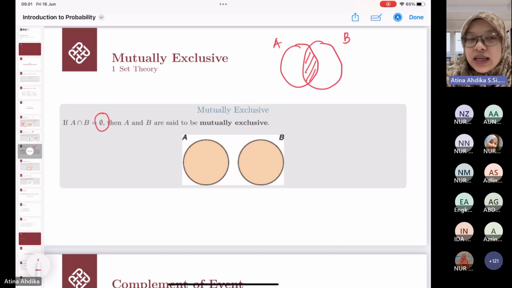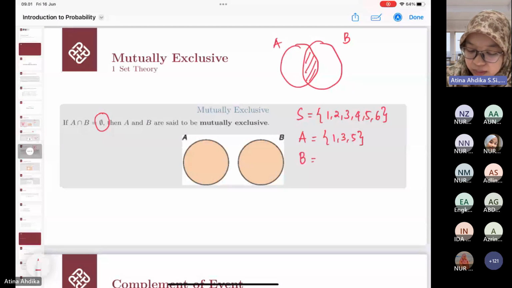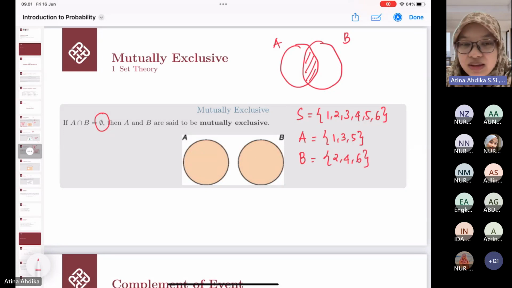An example of mutually exclusive events: we have one die, tossing a die once. Like before, we have the sample space of 1, 2, 3, 4, 5, and 6. Then I have A as the odd numbers, so I have 1, 3, and 5, and B is the even numbers, so I have 2, 4, and 6. Then there is no intersection between A and B, so we can say that A and B are mutually exclusive.